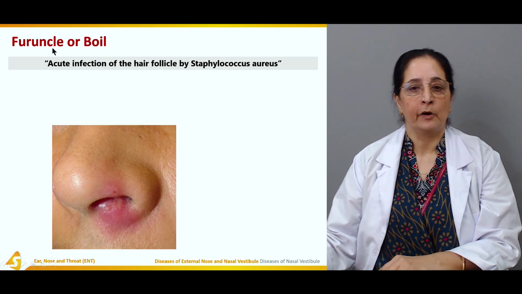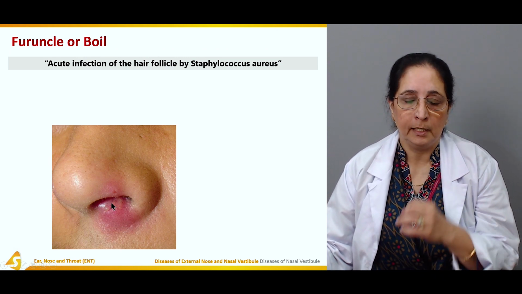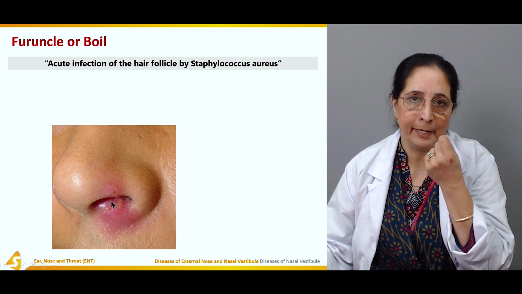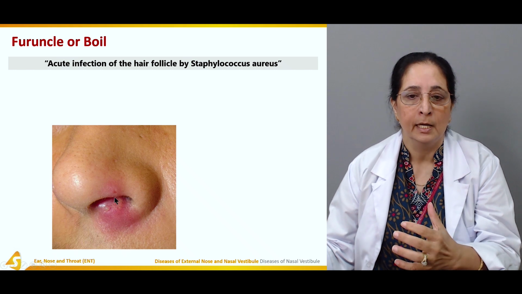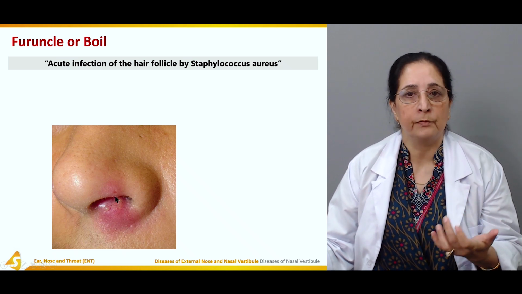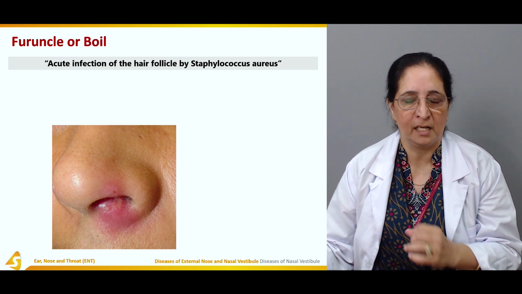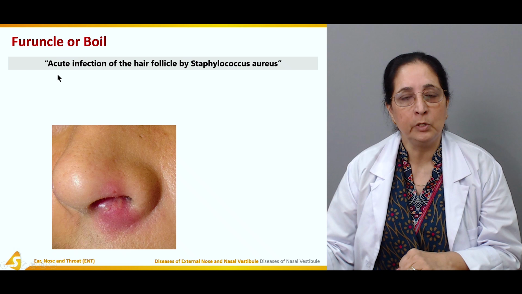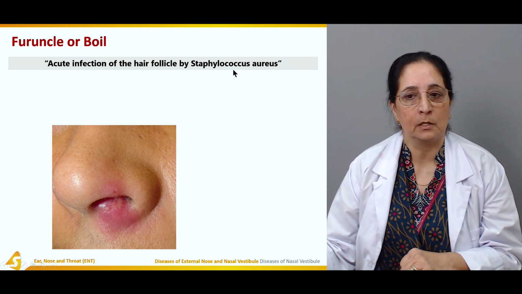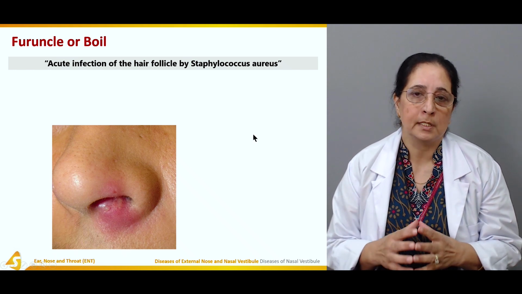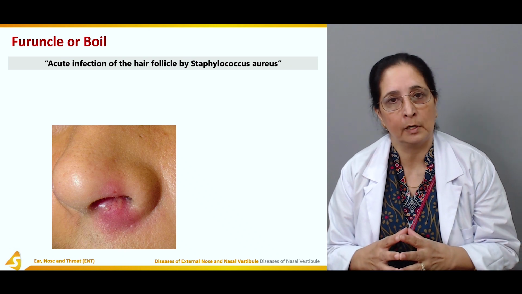So first, the furuncle or boil. If you see in this region, a lot of people, when they pick on the hairs in the nasal vestibule region, can form the boil or furuncle, and it's a very, very painful condition. It hurts a lot. So it's an acute infection of the hair follicle by Staphylococcus aureus. So Staphylococcus again is the causative agent for the boil or furuncle.